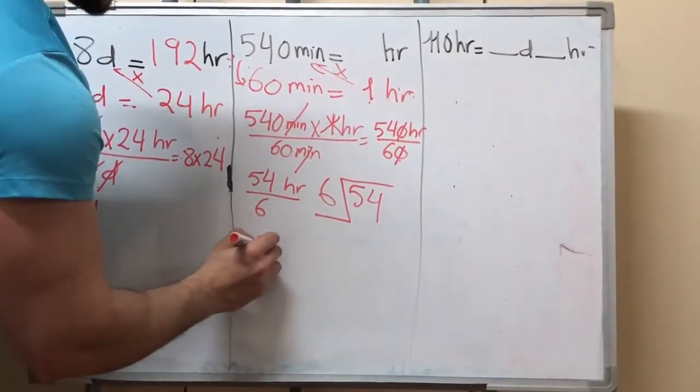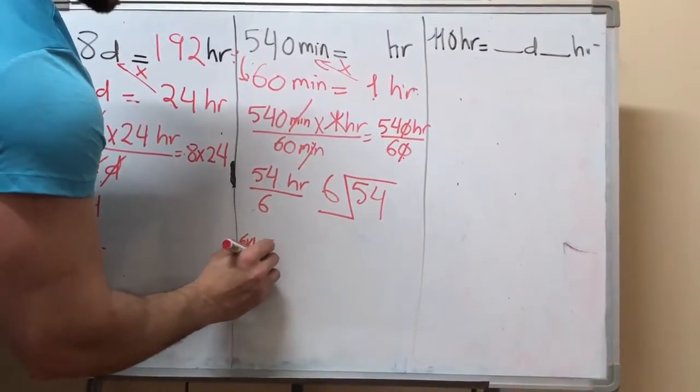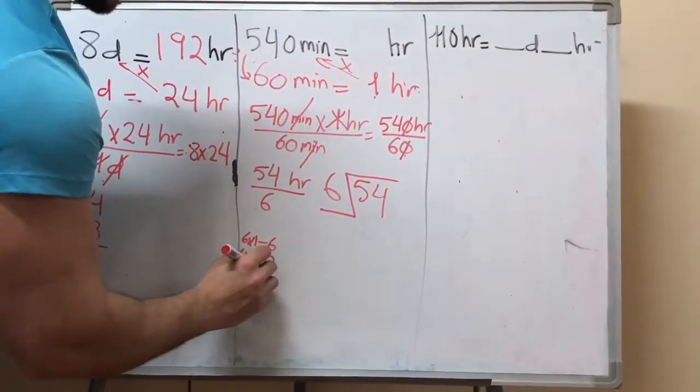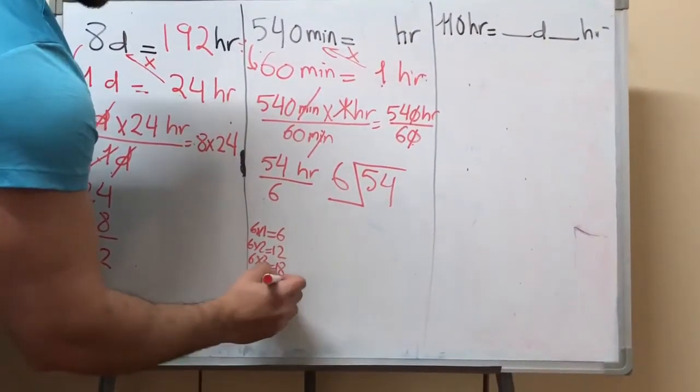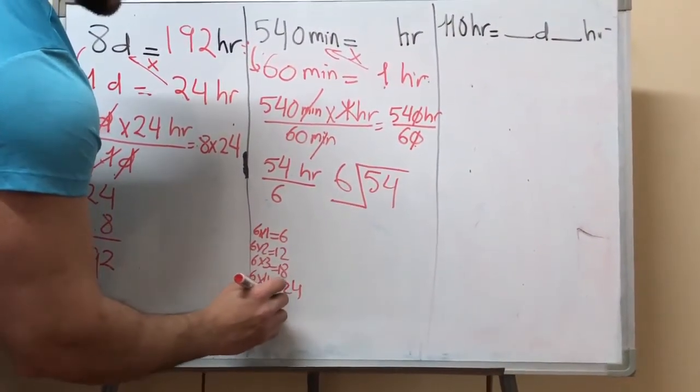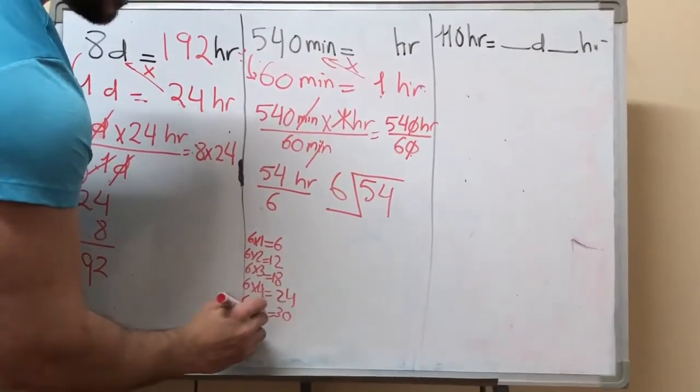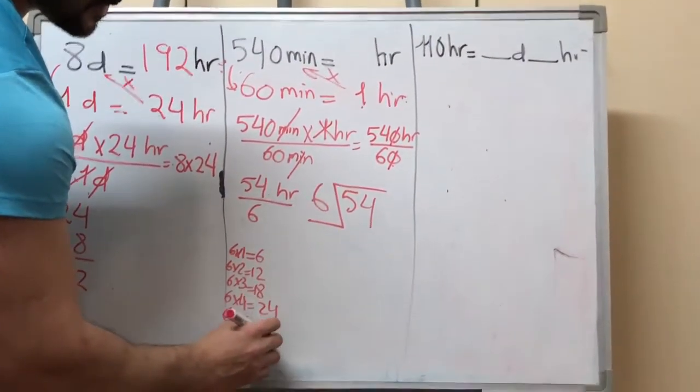Timetable 6. 6 multiplied by 1 is 6. 6 multiplied by 2 is 12. 6 multiplied by 3 is 18. 6 multiplied by 4 is 24. 6 multiplied by 5 is 30. 6 multiplied by 6 is 36.